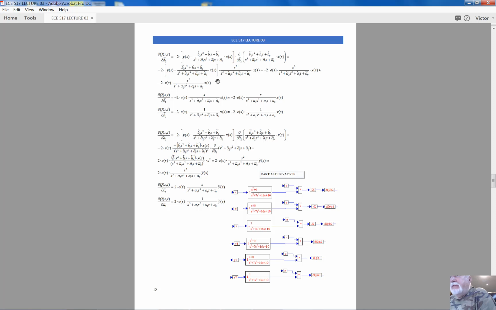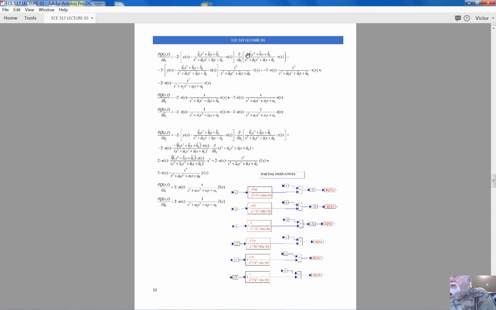So one way or another, I have minus, I have 2, I have this expression in square brackets, but by the way, it is nothing but the error. Look, this is the output of the reference model, and this is the output of the adjustable system. This is the error.